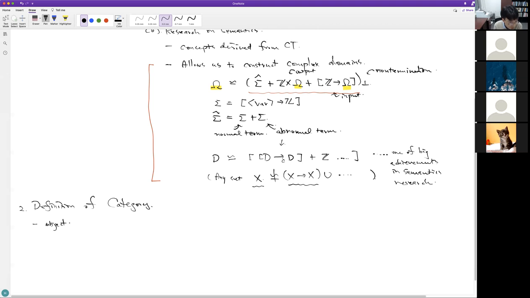There are two kinds of actors in a category. The one kind is objects, the other kind is morphisms. So these are the main participants of any category. And there are some intuitions about what objects represent and what morphisms represent. One typical intuition is that objects represent spaces. Morphisms represent good functions between spaces, or maybe the better way to say it is structure-preserving functions between spaces.